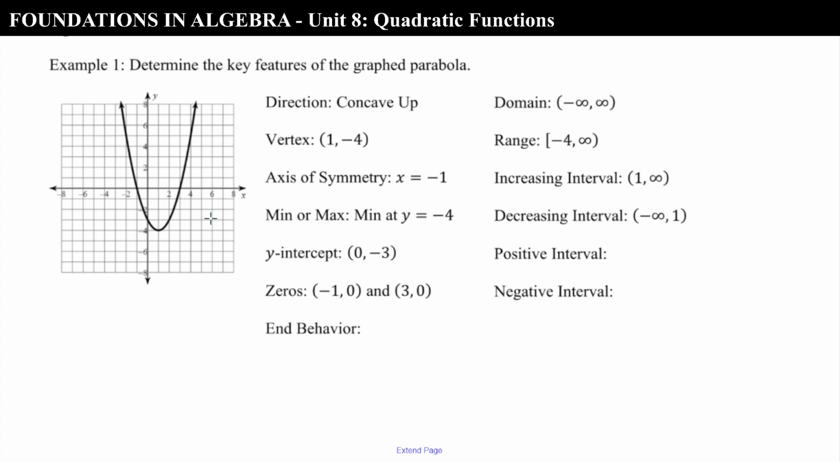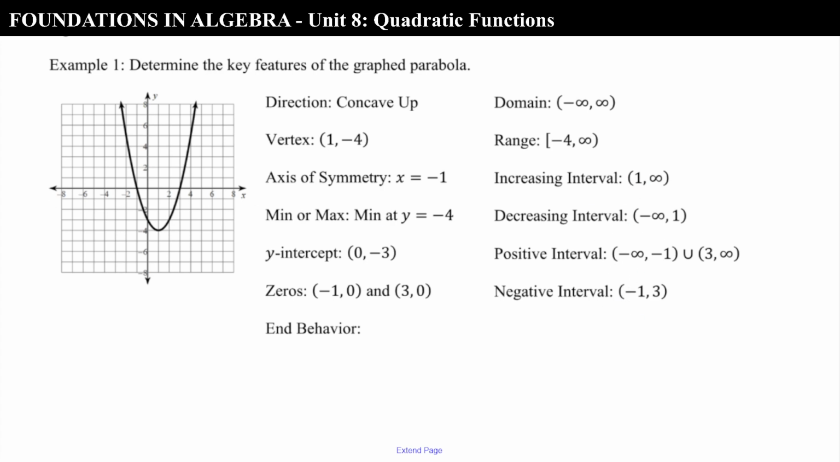Our positive interval and negative interval, I'm going to work together. So we start out positive from negative infinity to -1. And then we become negative from -1 to 3. And then we're positive again from 3 to infinity. Okay, so I kind of work increasing and decreasing together, positive and negative together.